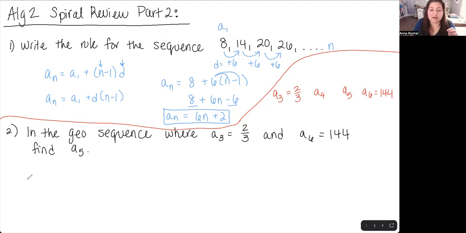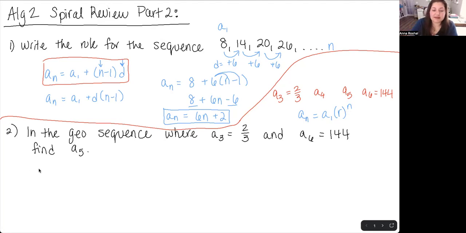Our goal is to get two different equations with two variables that we don't know in order for us to be able to find both variables. So in an arithmetic sequence, this is what our equation looks like. In a geometric sequence, this is what our equation looks like, because a sub n is a sub 1 times r to the n power. So this is the rate.